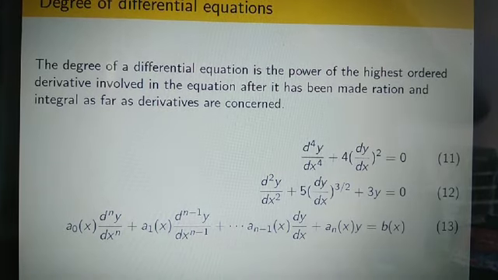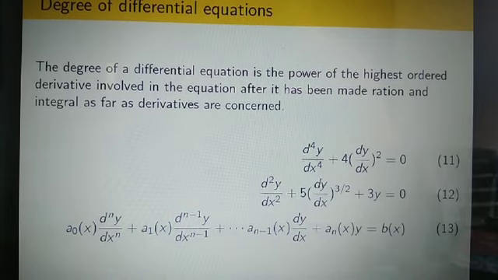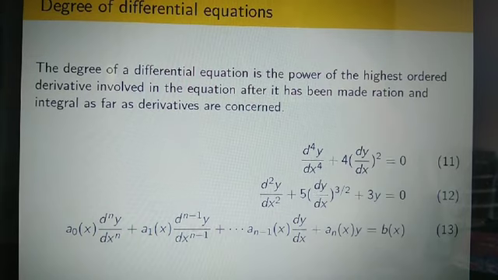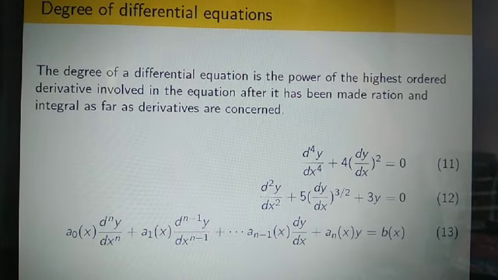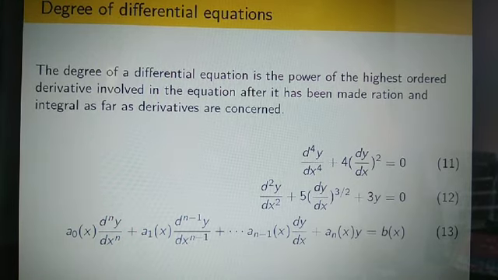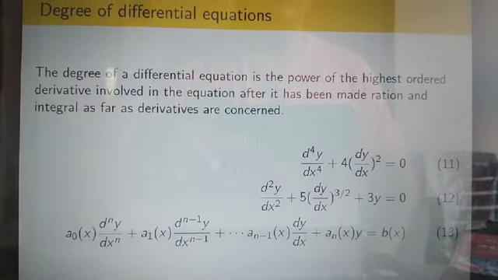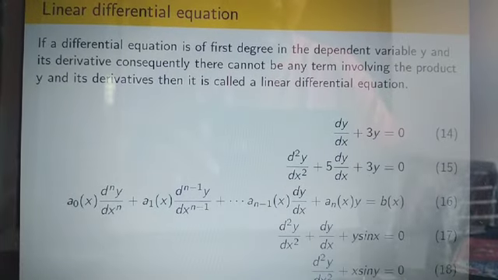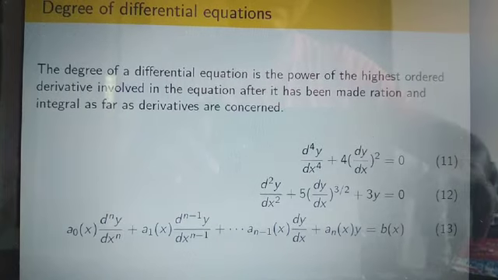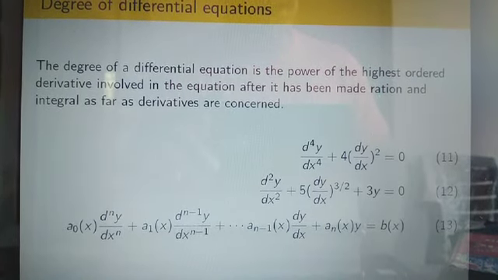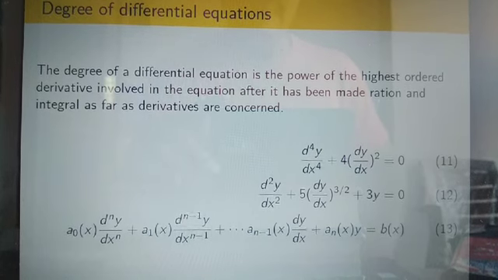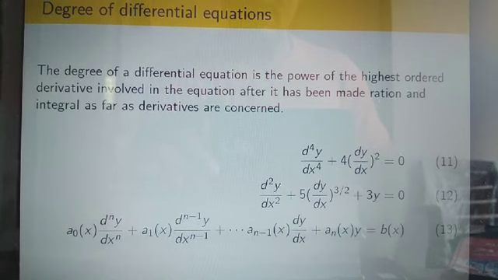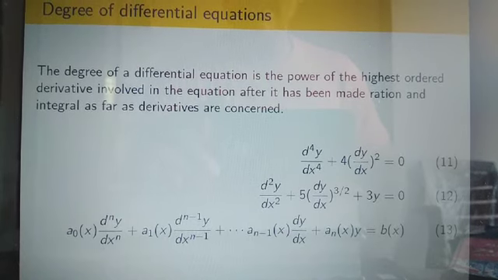If we square both sides, then the left hand side would be fraction free. That means 125 (dy/dx) cube equals 9y square plus (d2y/dx2) square plus 6y into d2y/dx2. So here we see that this is fully rational. The highest order derivative involved here is d2y/dx2, and the power of this has now become 2. So the order of this differential equation is 2 and the degree of the differential equation is 2.